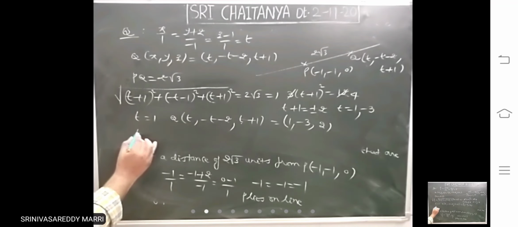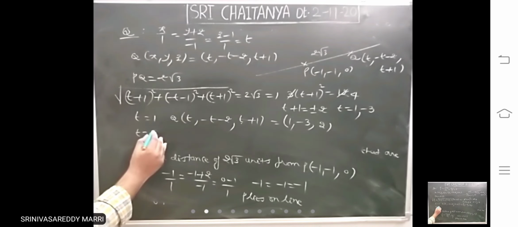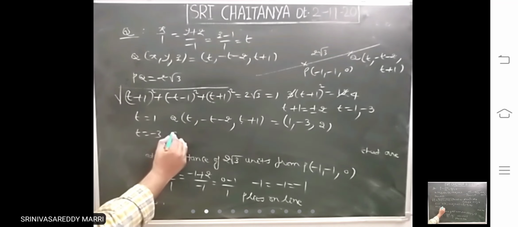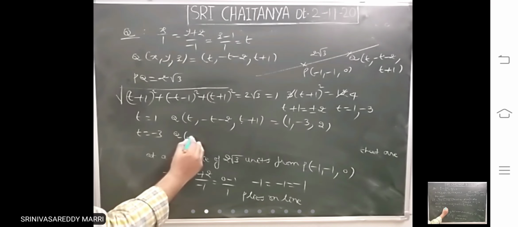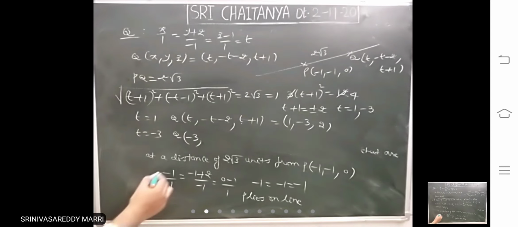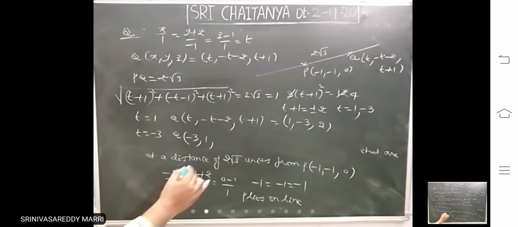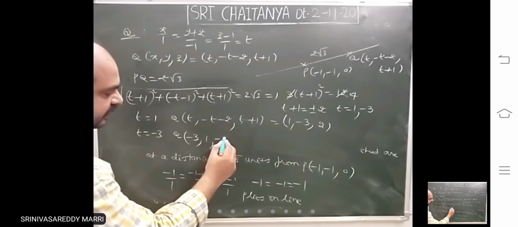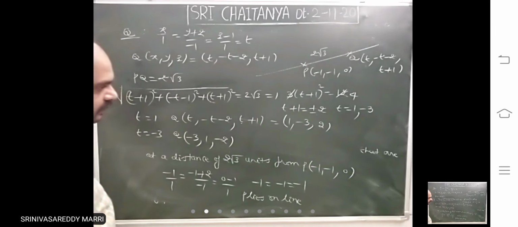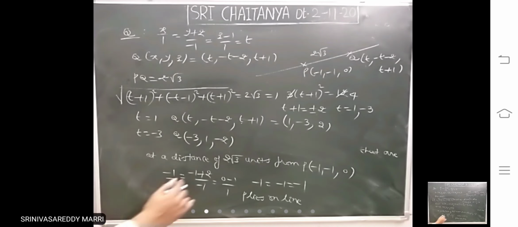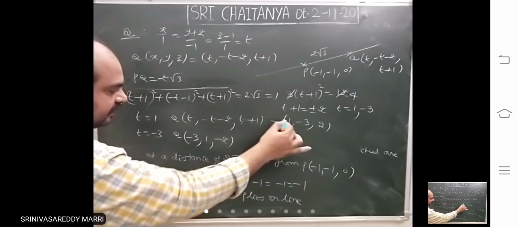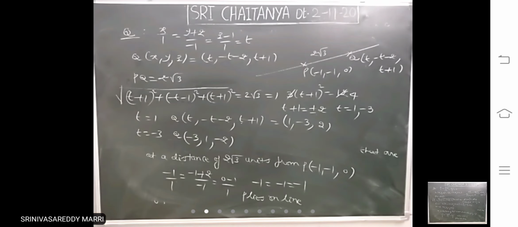If T equals minus 3, what do you get for Q? Substituting minus 3, you get 3 minus 2 equals 1, and minus 3 plus 1 equals minus 2. That means Q can be either this point or this point. Two points will be there on the line like that.